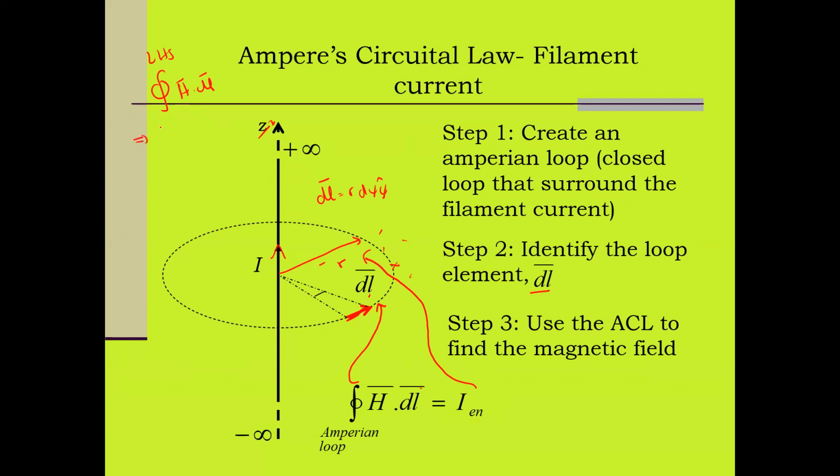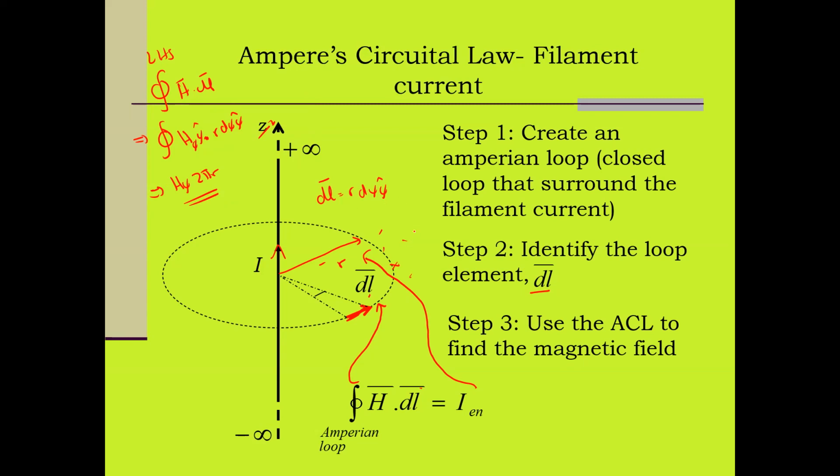From step number 2 just now, we have dL equal to r dφ, direction of φ. Based on this, for the dot product between H and dL, the H vector will be written as H φ, direction of φ. When we proceed with the closed loop integration, we're going to have H φ, and the integration of r dφ will give us 2π r. So that should be the closed loop integration of H dot dL.